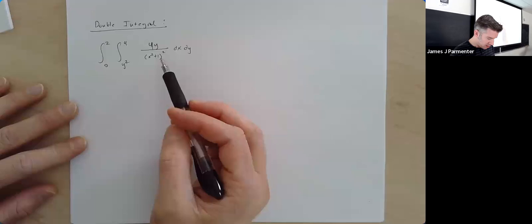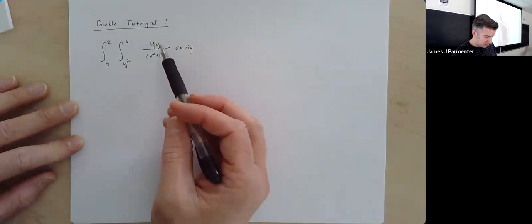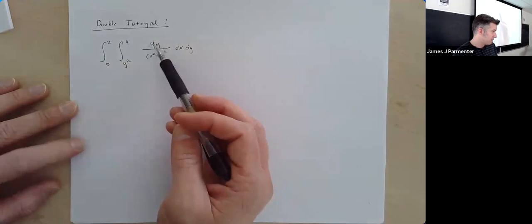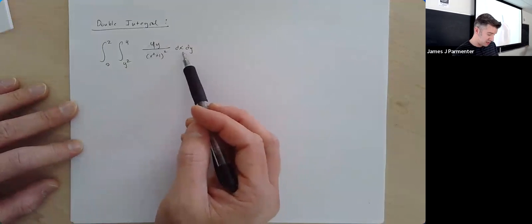So if I look at this here, the integral, so again, pretending like 4y is a constant for a second, because we're looking at integrating with respect to x first.